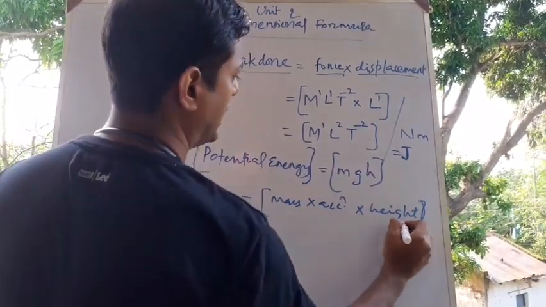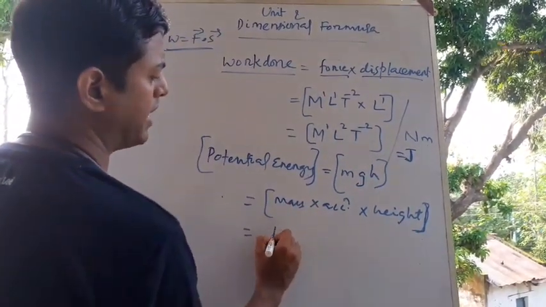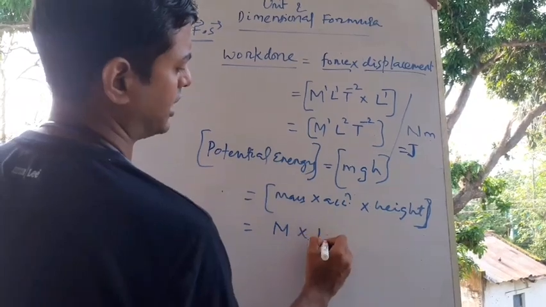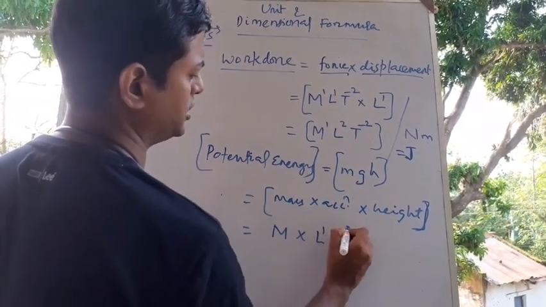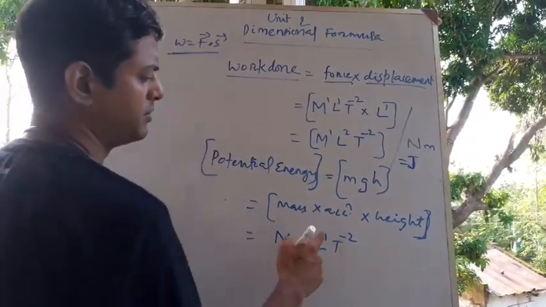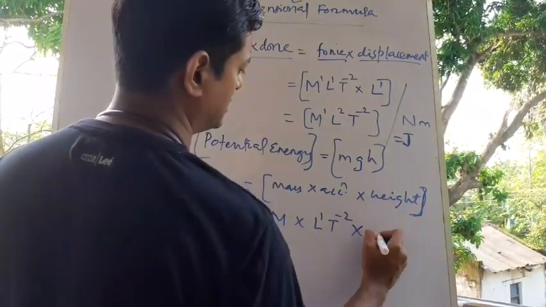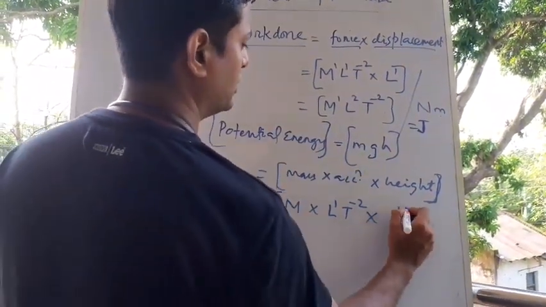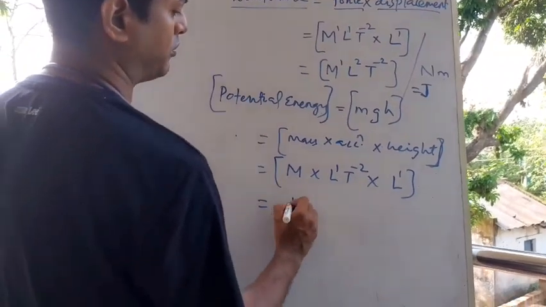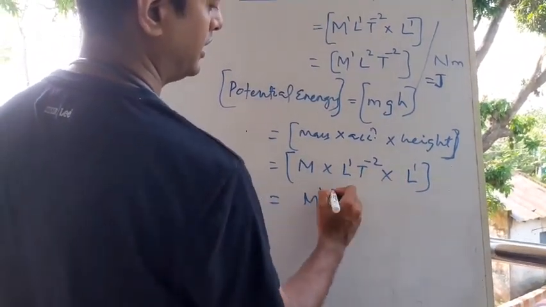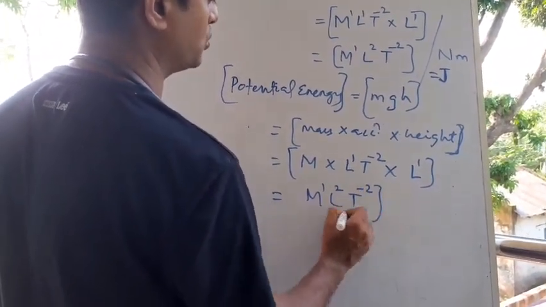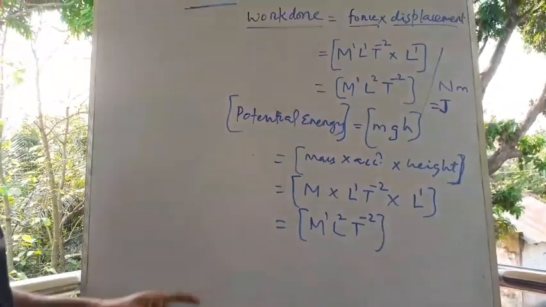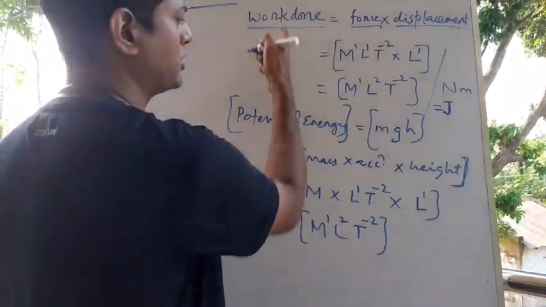So I have to write the dimensional formula of mass here. M, acceleration dimensional formula L1 T minus 2, already I have mentioned. And height is a distance. So I can write L1. So the combined dimensional formula will be M1 L2 T minus 2. This is the dimensional formula of potential energy, which is same as work done.